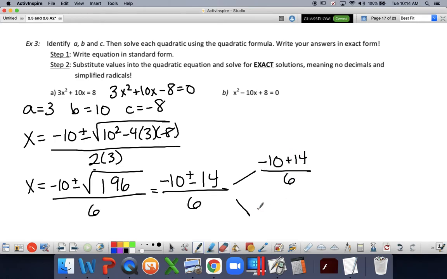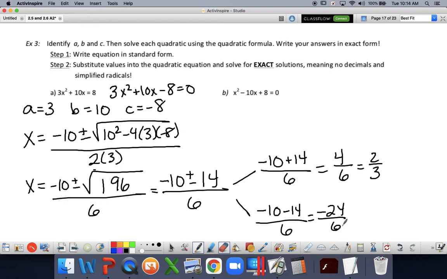over 6. And you really only have to do this if you get integer answers. If you get an integer from your square root value, then I do make you simplify it down. Negative 10 plus 14 in my numerator is 4. And then I'll simplify that fraction down. Here, I get negative 24 divided by 6, which means here are my two x-intercepts, 2/3 and negative 4.